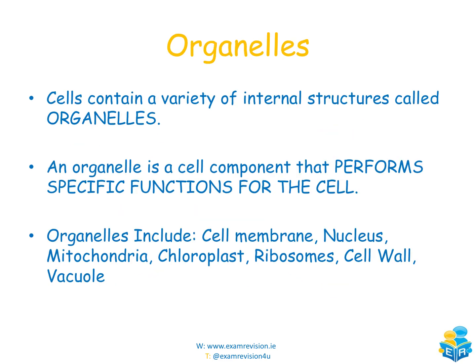Cells contain a variety of internal structures referred to as organelles. An organelle is a cell component that performs specific functions for the cell. And for each of the individual organelles we look at in the next couple of minutes, we're going to refer to what their individual functions are. Some of the organelles we're going to be looking at would include the cell membrane, the nucleus, the mitochondria, chloroplast, ribosomes, the cell wall, and the vacuole. Some of those are found in both animal and plant cells. Some of them are found in plant cells only, but we will get to that in a couple of minutes.